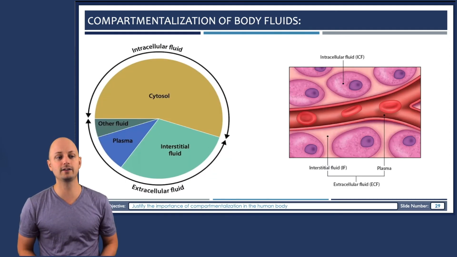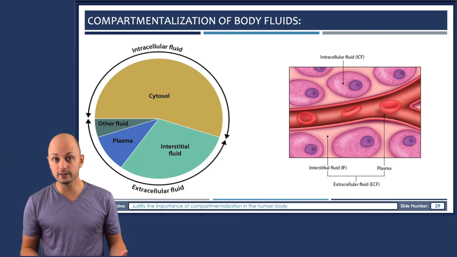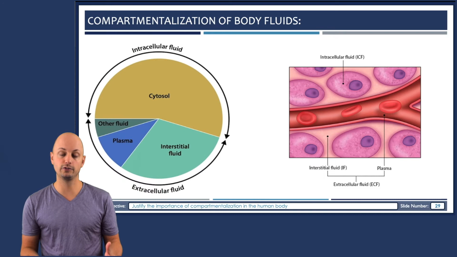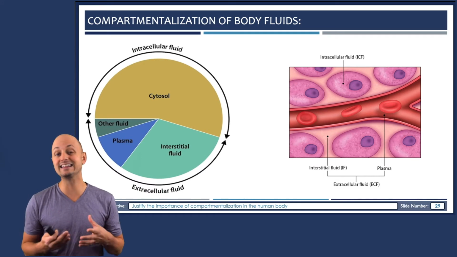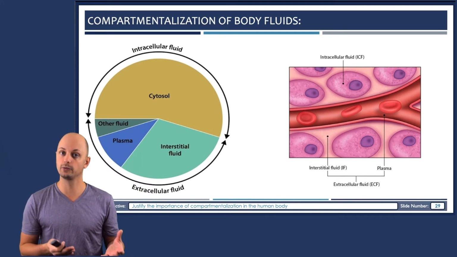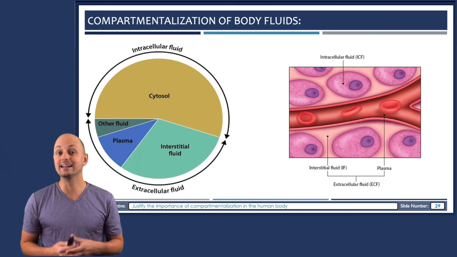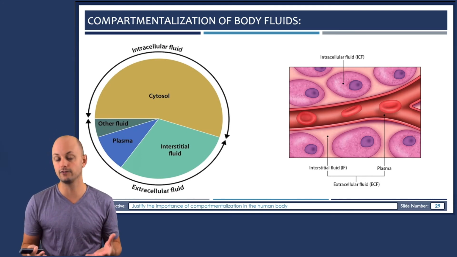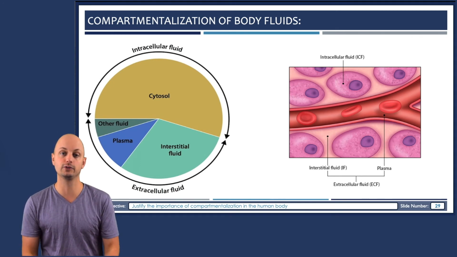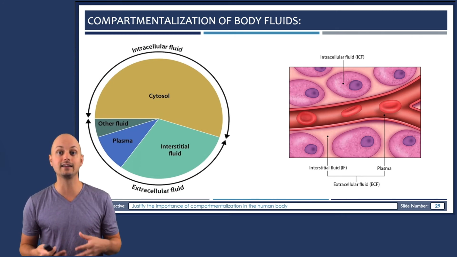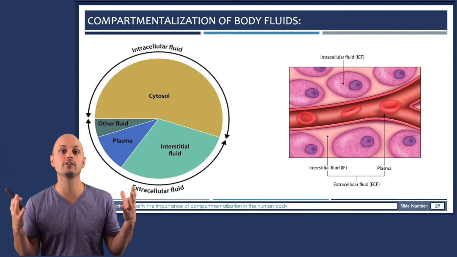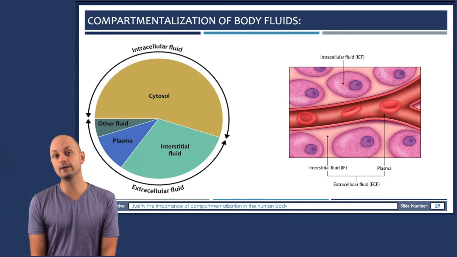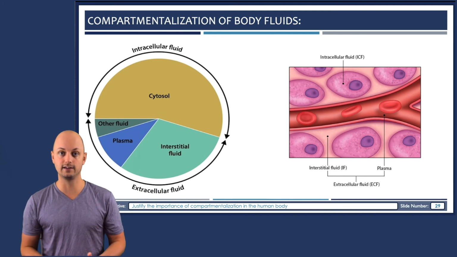The last thing I want to mention is that body fluids are also compartmentalized. So intracellular fluid is the fluid that's inside of the cells. In other words, it's the cytosol. Intracellular fluid makes up the majority of the fluid inside of your body. About 2/3 of the fluid inside of your body is located in the cytosol because you have a lot of cells. Extracellular fluid is the fluid that's located outside of cells.